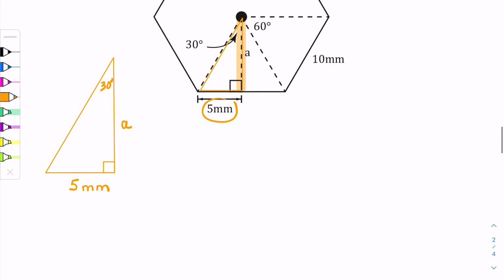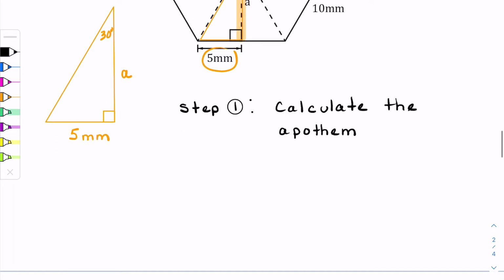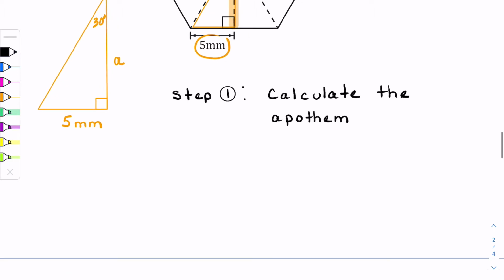Okay, so now that I redrew the triangle, I'm going to write out some directions for you to follow along with. So this is going to be the first step. Step 1. We're going to calculate the apothem. And calculating the apothem requires us to use a 30, 60, 90 triangle.